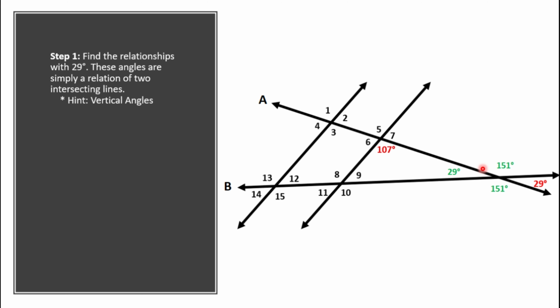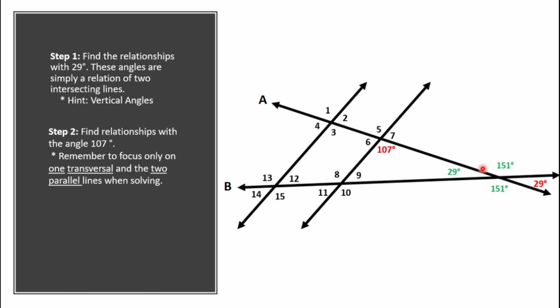Okay, so the next step would be to find the relationships with the angle 107 degrees. Remember, we always want to focus on one transverse line at a time with its set of parallel lines. So we're focusing on transversal A.